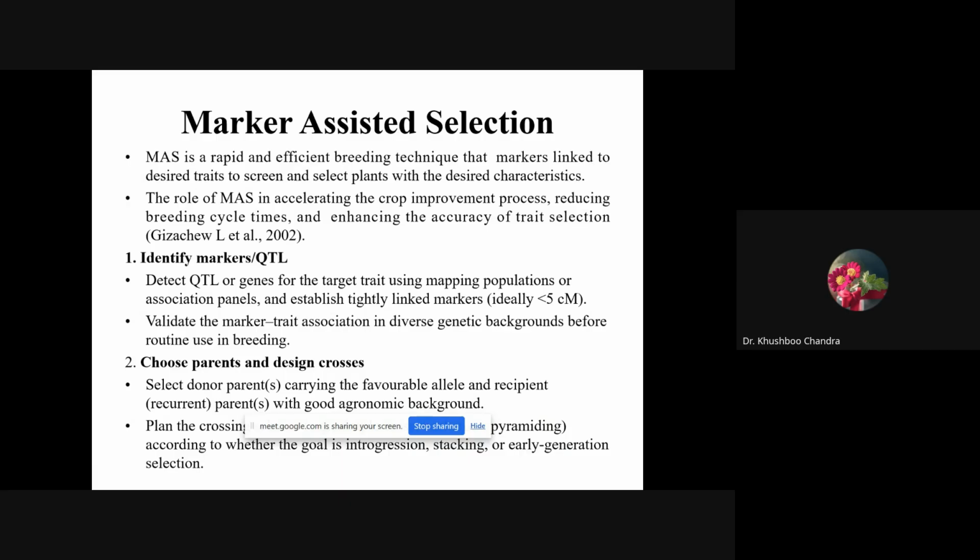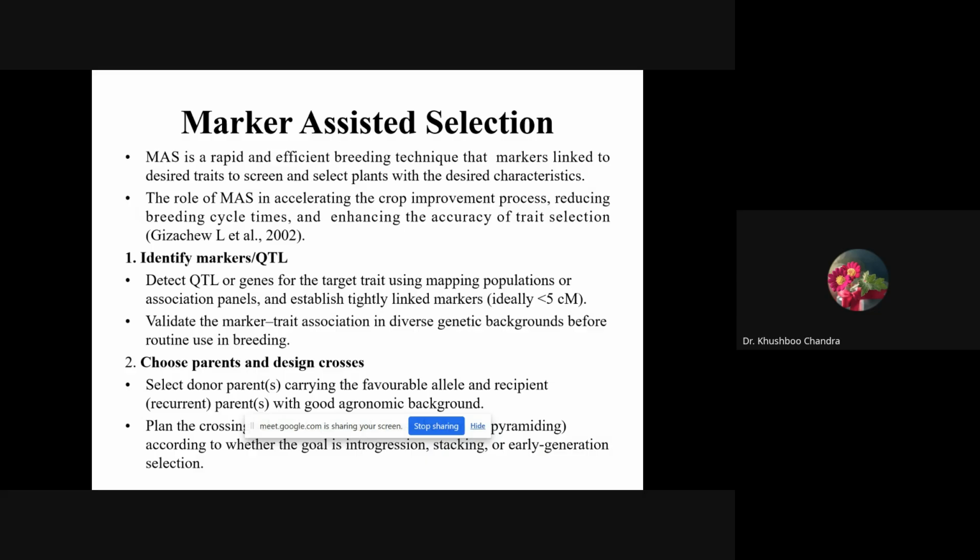MAS uses DNA markers, which are linked to the target trait, for early and accurate selection. The DNA marker is linked with your targeted trait, and this helps you go for selection as early as possible, and that should be a very precise, accurate one. It will also accelerate your breeding process, and it will also reduce your population size.